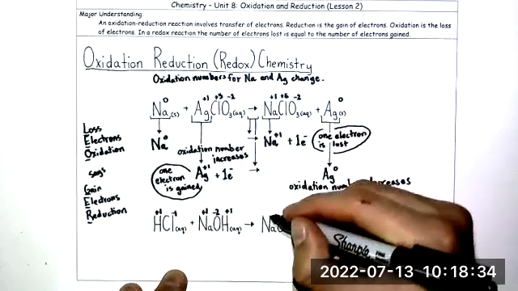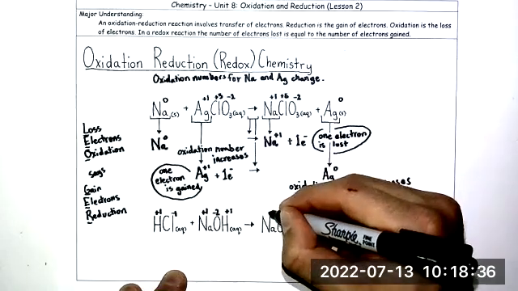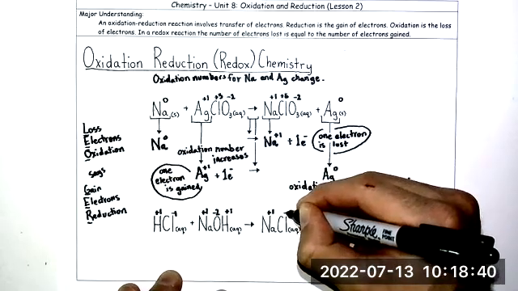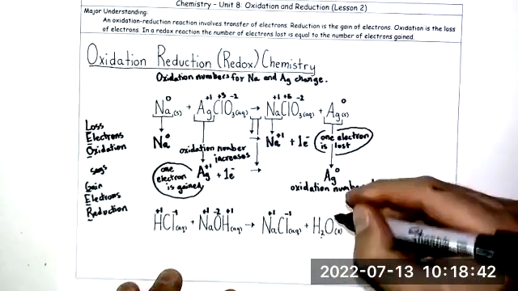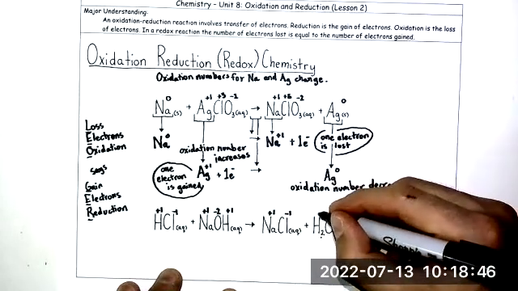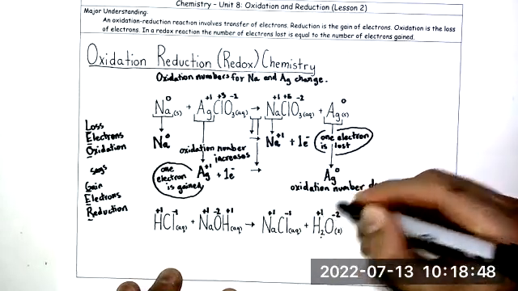And now sodium, again, only positive oxidation state is +1. Chlorine, only negative oxidation state is -1. Oxygen is always -2. This whole compound has to equal 0. So that means each hydrogen has to be +1.